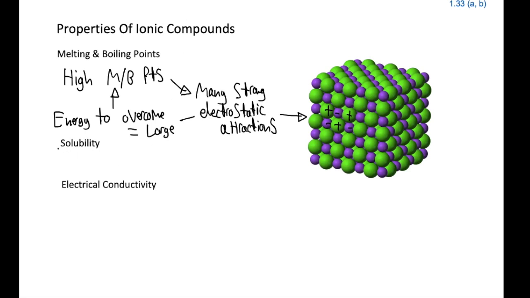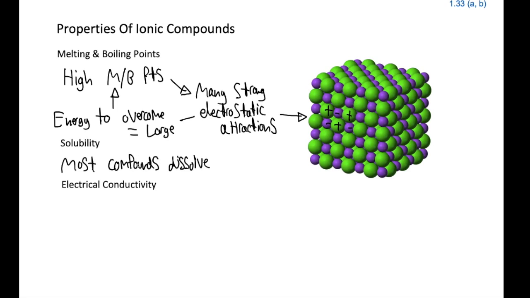In terms of the next one, which is solubility, solubility means how easily a substance dissolves. You don't really need to know much about this, except for the fact that most ionic compounds dissolve quite easily in water. In terms of electrical conductivity, ionic compounds can conduct electricity, but only under certain conditions.